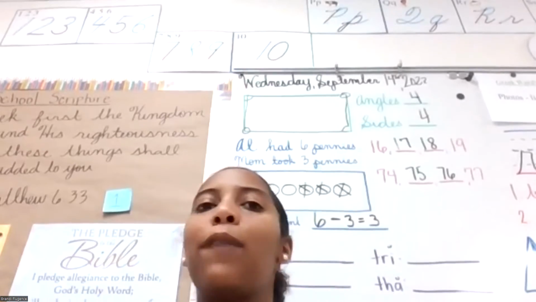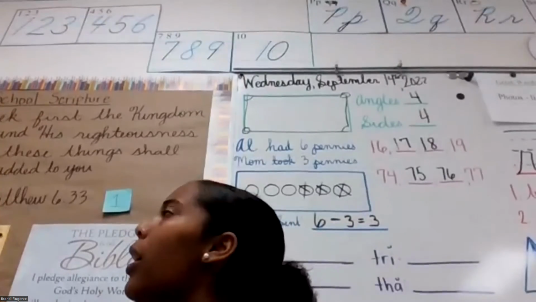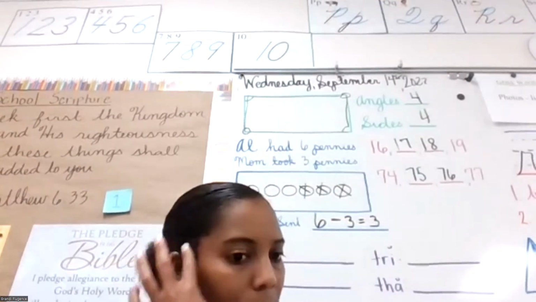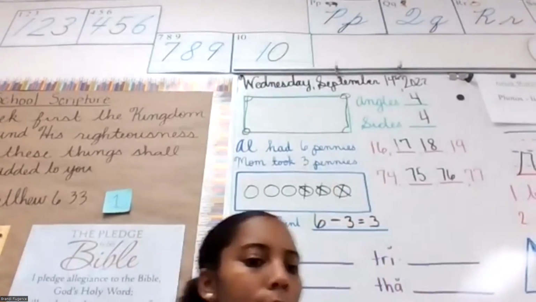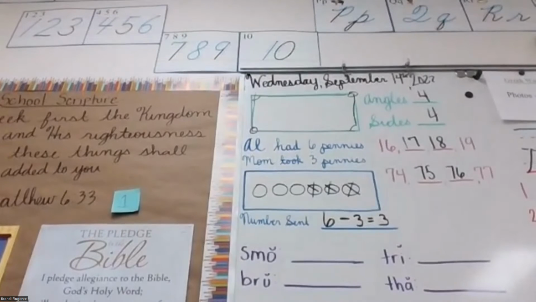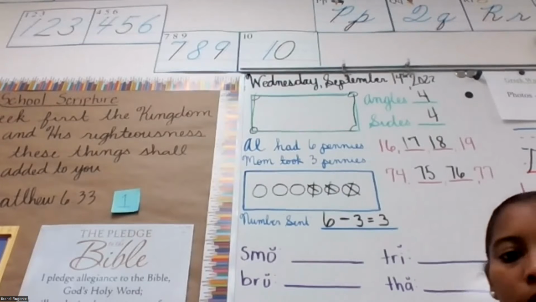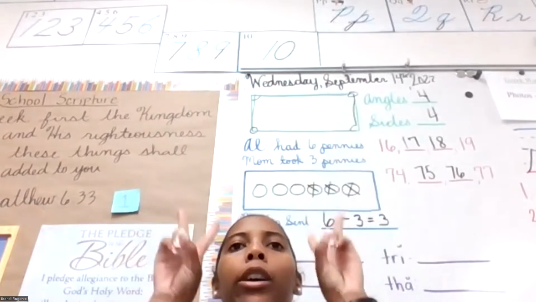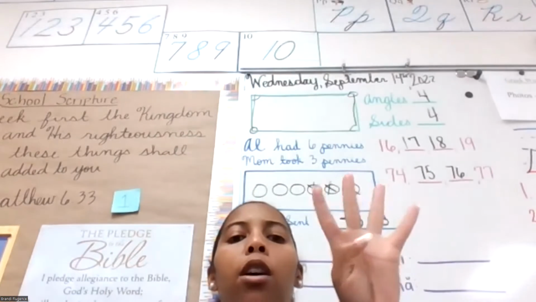All right, next double fact is 1 plus 1. Raise your hand, guys. Does anyone know what 1 plus 1 is? I have 1, then I'm adding 1 more. What would my answer be? Asa? 2. 1 plus 1 is 2. All right, next one, 2 plus 2. So I have 2, then I'm adding 2 more. 2 plus 2 would equal, Kendall? 4.